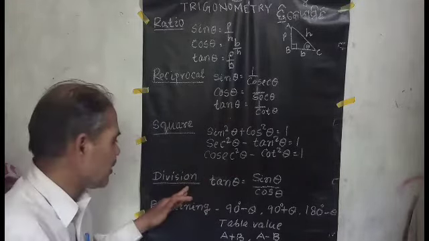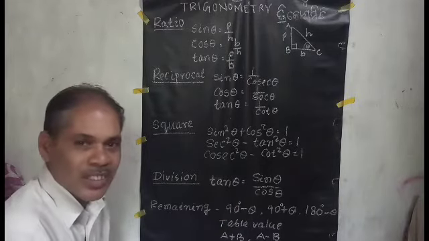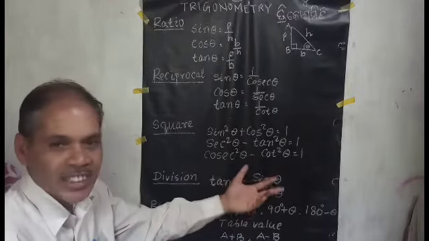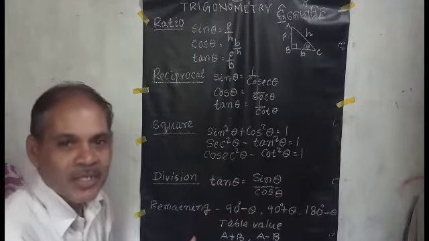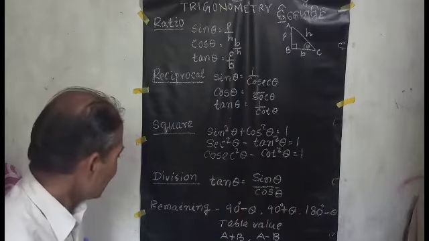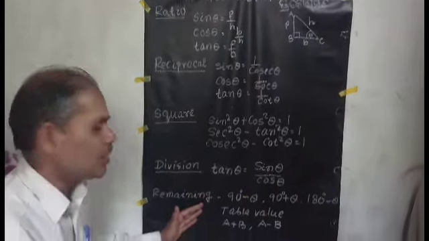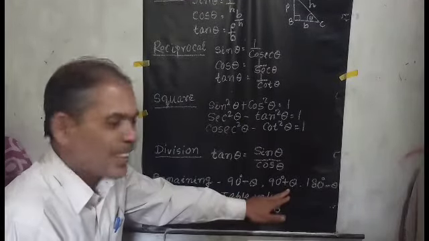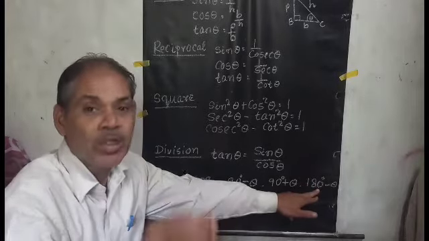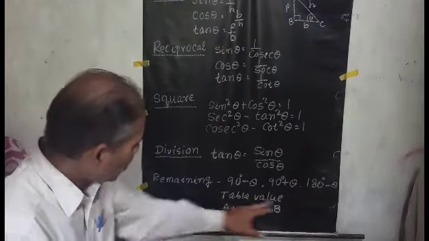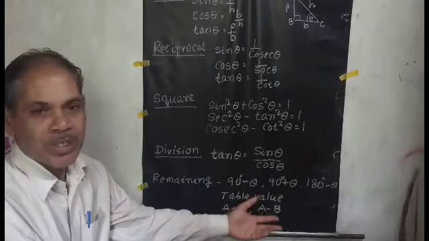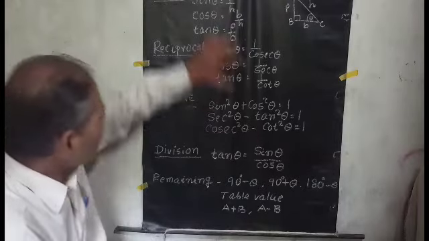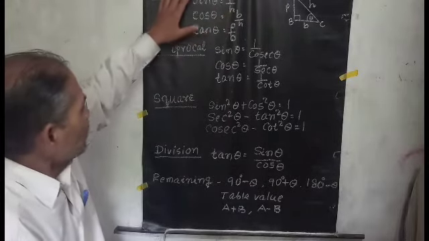Then comes the division part. Tan theta is equal to sin theta by cos theta. Cot theta is reciprocal to tan theta, so cot theta is equal to cos theta by sin theta. You automatically know the formula. Then comes the remaining part, which I will teach you tomorrow: 90 minus theta, 90 plus theta, 180 minus theta, and the table values. Then comes a plus b, a minus b: sin a plus b, sin a minus b, cos a minus b, cos a plus b. This is all about the formulas.